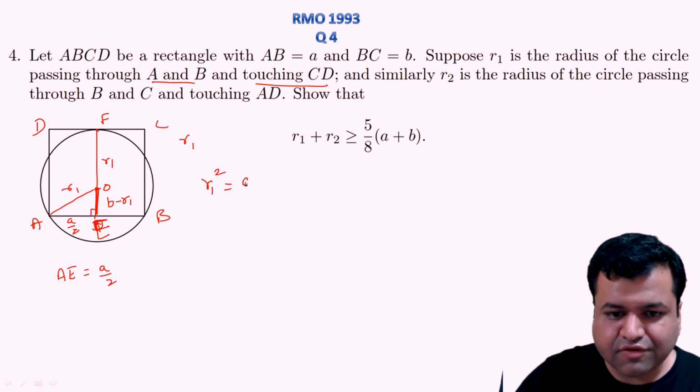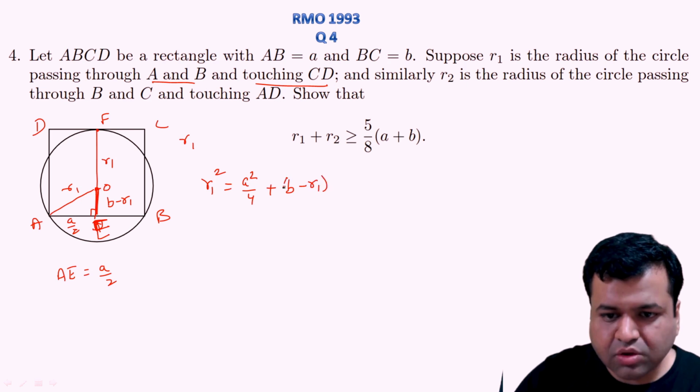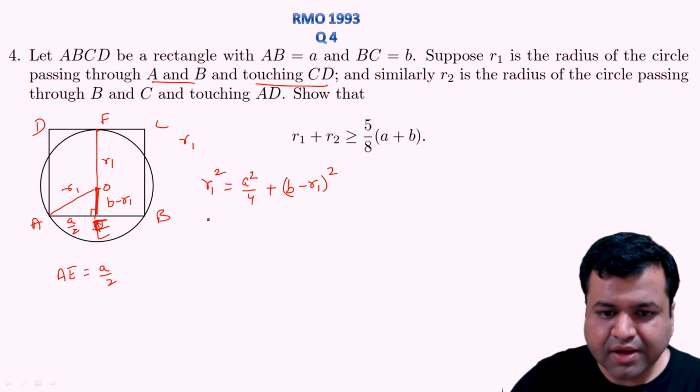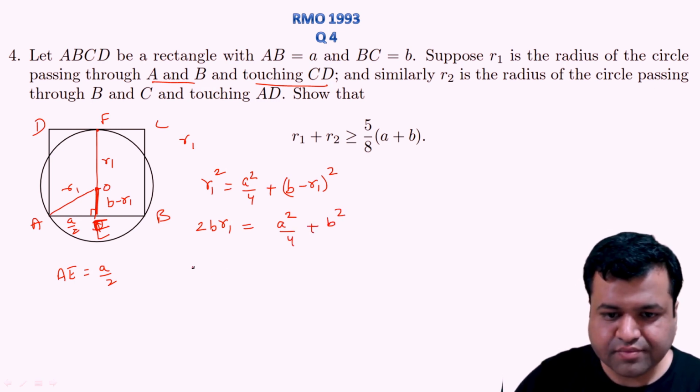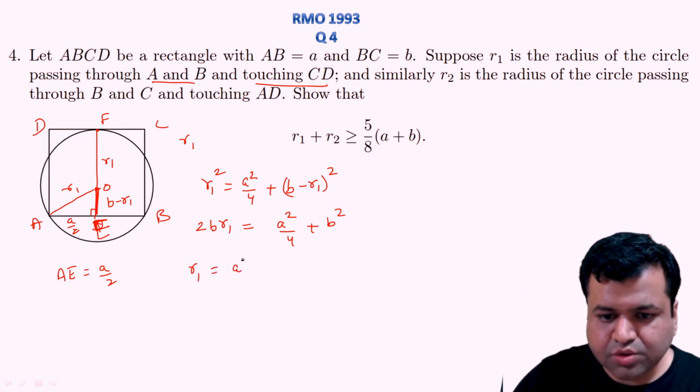R1 squared will be A square by 4 plus (B minus R1) whole square. Now we can find the value of R1 from this equation in terms of A and B. We will get twice of B R1, since R1 square will get cancelled out, obviously, that will be equal to A square by 4 plus B square, right? So R1 will be A square by 8 plus how much? B by 2, I guess. Yes, plus B by 2.